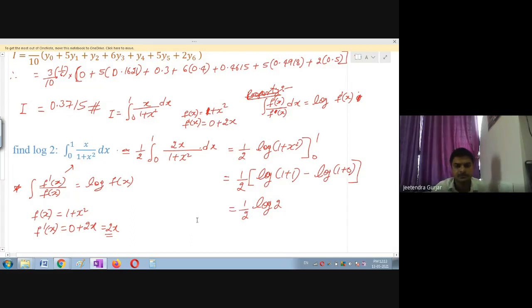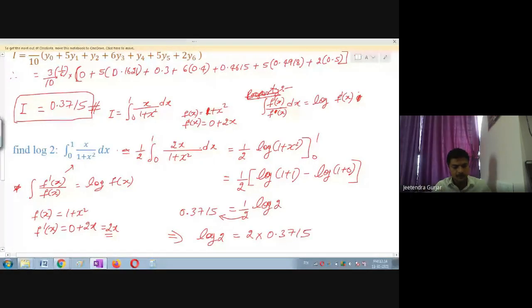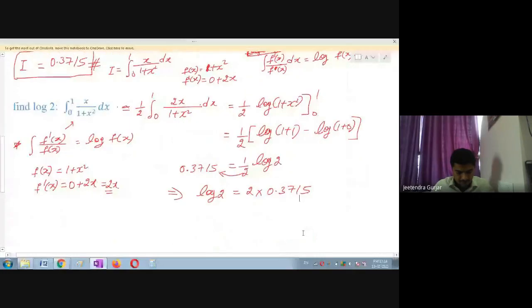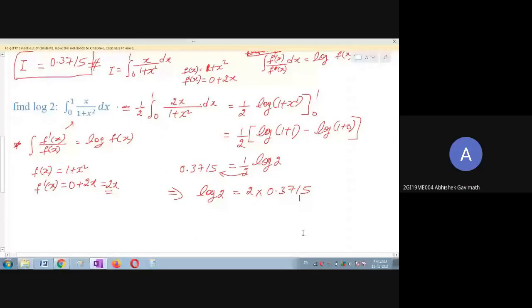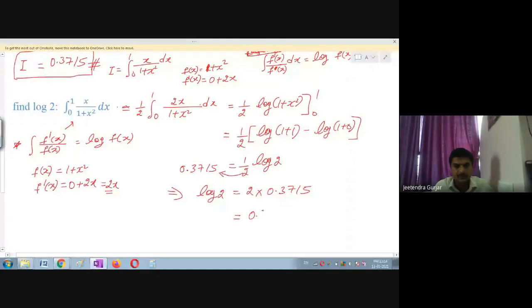Okay, I'll just substitute here this value, that is I value I will substitute here, students. So this is going to be 0.3715. So I want to calculate log 2. So therefore log 2 is equal to, I will bring this to this side. So this is 2 into 0.3715. So please tell me what is the answer. 2 into 0.3715 is equal to 0.743. 0.743 is the correct answer. So please check log 2 is equal to how much.